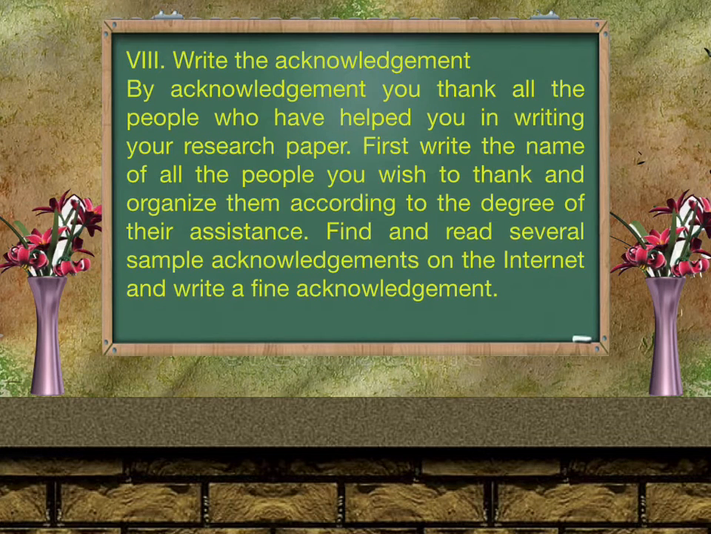Write the acknowledgement. By acknowledgement, you thank all the people who have helped you in writing your research paper. First, write the name of all the people you wish to thank and organize them according to the degree of their assistance. Find and read several sample acknowledgements on the internet and write a fine acknowledgement.